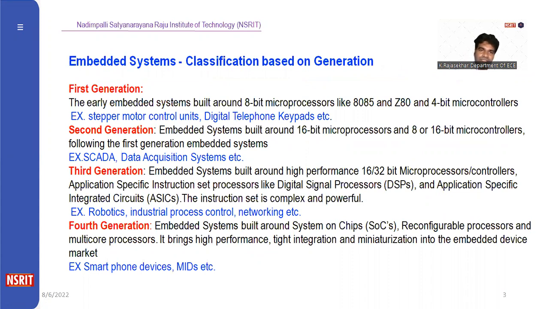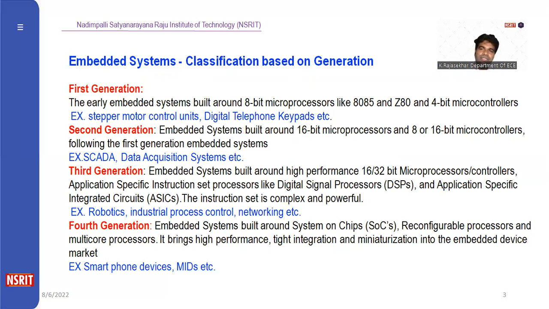So the first generation embedded systems are designed with the help of the 8-bit microprocessors like 8085, 4-bit microcontrollers. So the best examples of the first generation embedded systems are stepper motor control units and digital telephone keypads. So coming to the second generation.